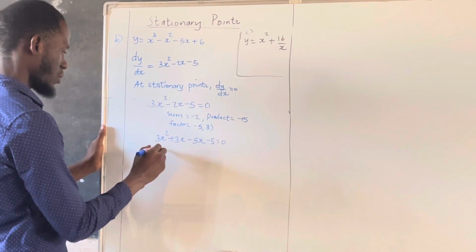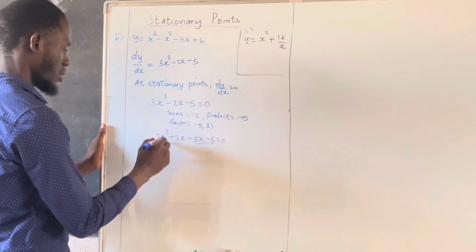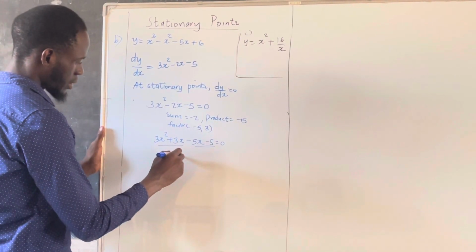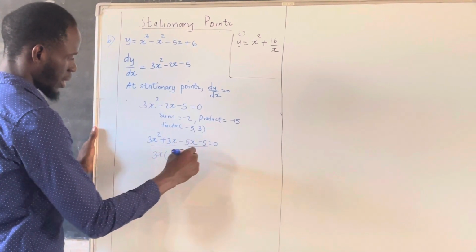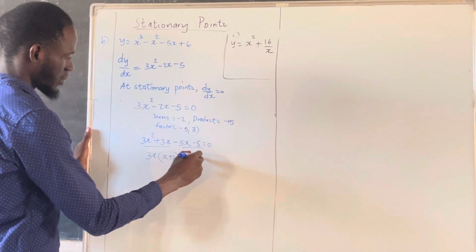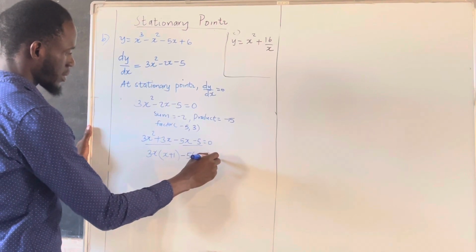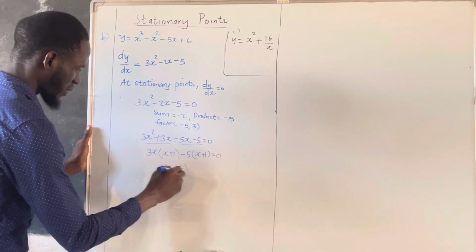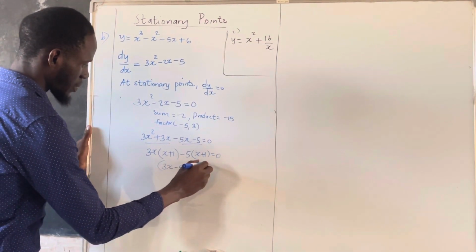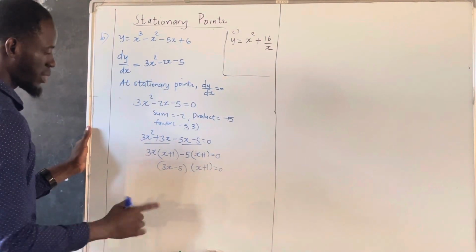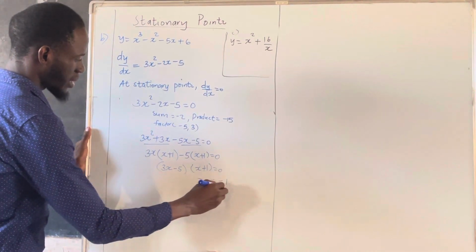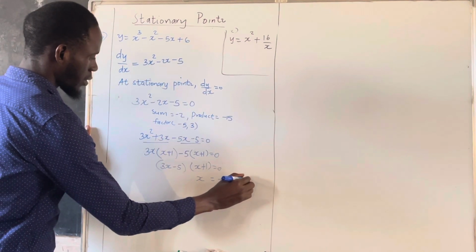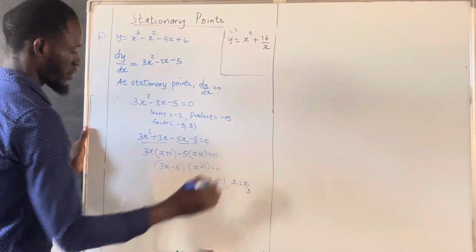We factorize out the common terms. Here we have 3x as a common term, which gives x plus 1, and then the common term is negative 5, which gives x plus 1 equals 0. Such that 3x minus 5 times x plus 1 is equal to 0. Meaning that x is equal to negative 1, and also x is equal to positive 5 over 3.